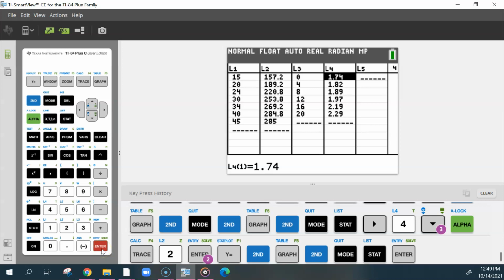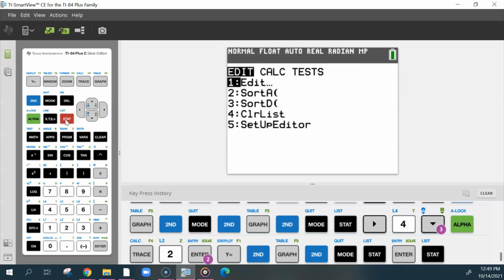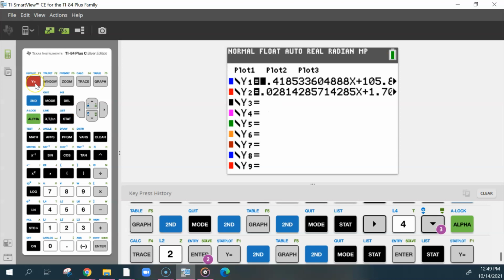You also see the number 3. Ignore that for right now. So put your x's in L1, your y's in L2. Go into stat, calculate, find that linear regression. I have mine already stored. And it's going to be a bunch of decimals, which I actually had somewhere written out.